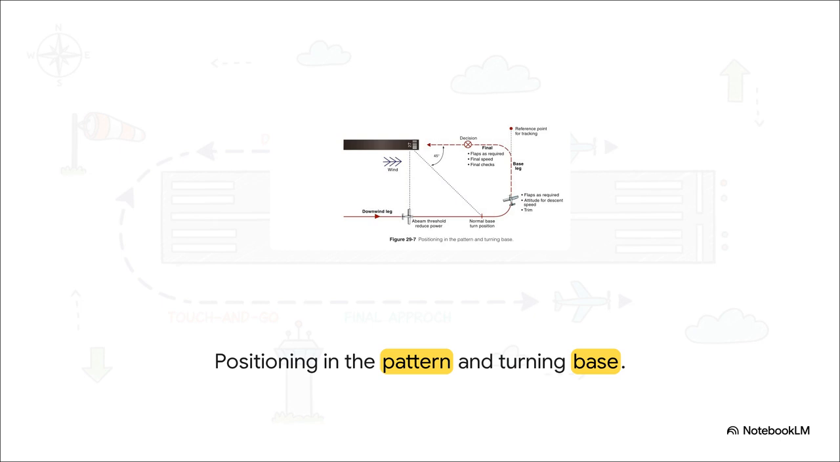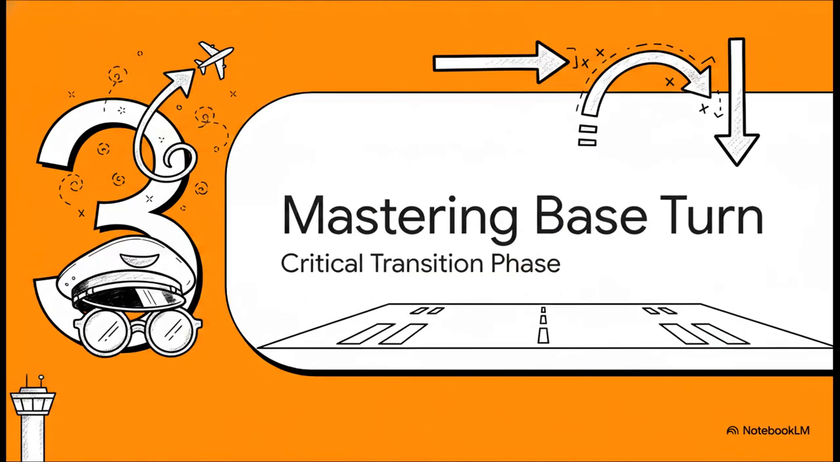Your ultimate goal here is to judge that descent and tweak your power and flaps so that eventually you roll out onto final approach no lower than 500 feet above the airport and at least a quarter mile from the threshold. If you nail this spot on the downwind, the rest of the geometry just starts falling perfectly into place. Which brings us to Section 3, Mastering the base turn, the critical transition phase.